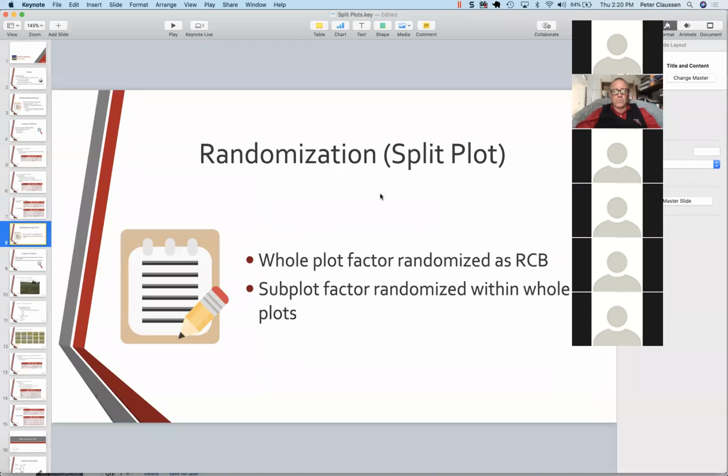When we do split plot, the term split plot means that we take one experimental unit, typically what we call our whole plot experimental unit, and we divide it up into subplots and then apply the second factor or the second component to the individual plots within that subplot.